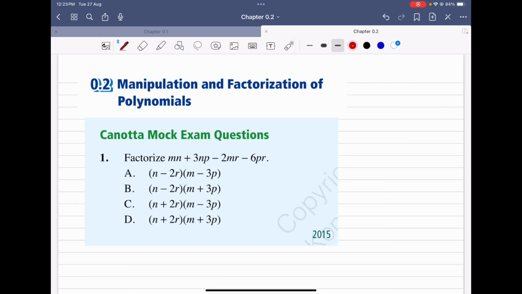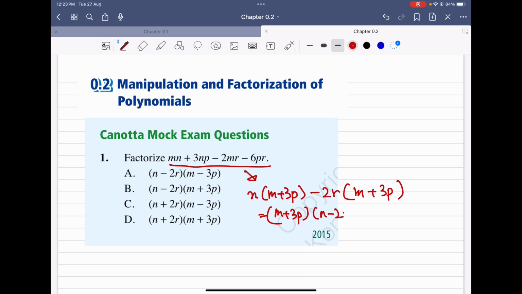So there are some multiple choice questions. The first one here, you try to combine, because you have 4 terms. So let's say for the first 2 terms you have n, and then n plus 3p. The next 2 terms you take out minus 2r as the common factor. So you have m and then also plus 3p. So this is m plus 3p as the common factor, then you can have n minus 2r. So the answer is B.